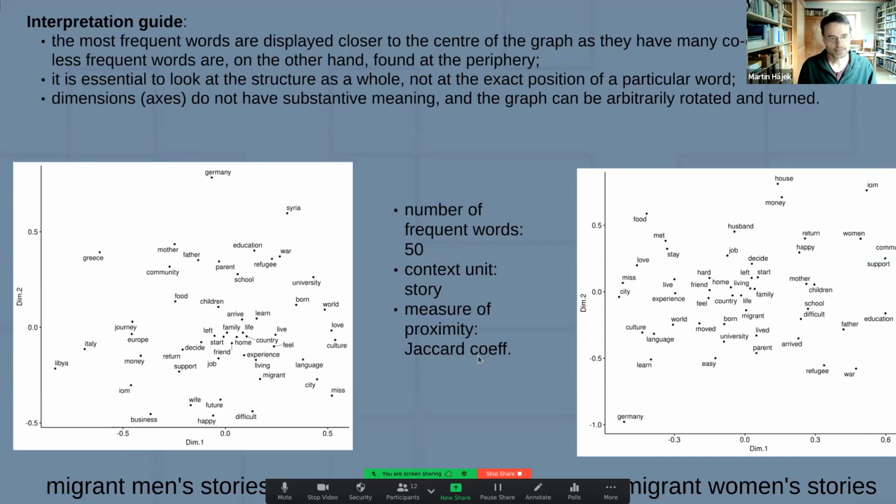And when it arrives at the configuration where it is not possible to make it better, so if you move any word to another position, the overall correspondence will be lower, not higher, it stops. So it looks for the best combination of words with other words.